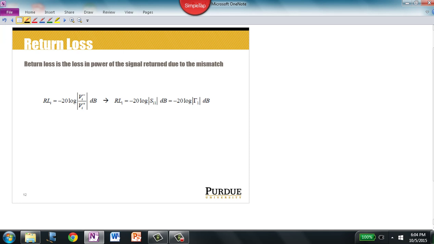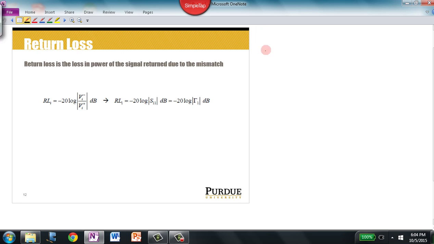So we briefly mentioned this concept of return loss when we were looking at the S parameters, and we gave them names. I'm just going to spend a couple seconds going over these. Return loss is the power in the signal that's returned to the source due to a mismatch. For a perfectly matched system where the reflection coefficient is 0, the return loss is going to be infinity. If a port is completely mismatched, then all of the signal is going to be returned, and the return loss will be 0 dB. So let me just summarize that.